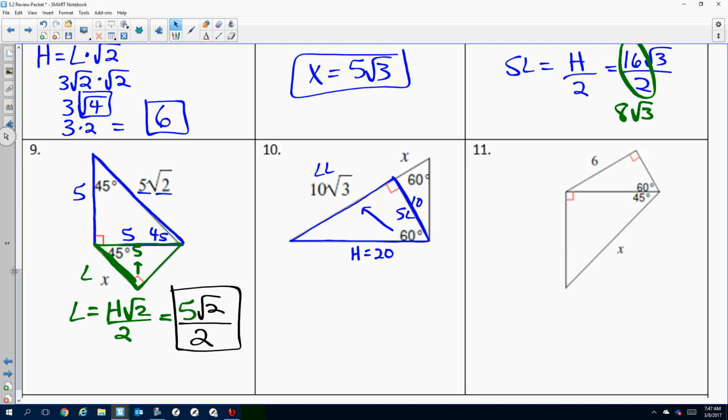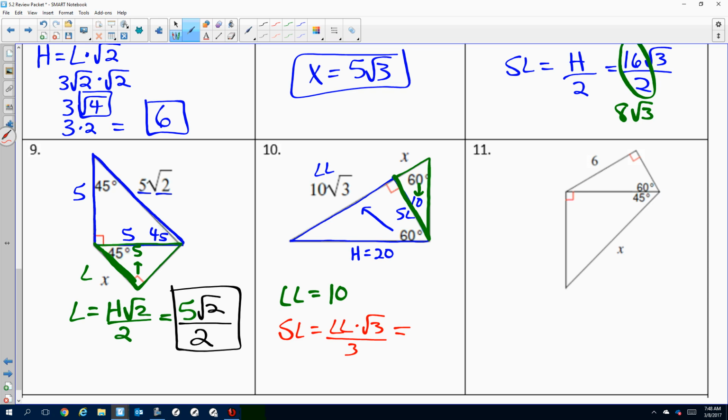So now I have those parts. I can look at the adjacent triangle. Here it is. That 10 is opposite the 60. So that 10 represents the long leg, exactly. So our long leg is now 10 in my green triangle. I need to get to my short leg. To get to the short leg, when you have the long leg, you take that, multiply by radical 3, divided by 3. So we're just going to substitute the parts. Substitute the 10, put the radical 3, divided by 3. And now 3 can't go into 10, so we are done.